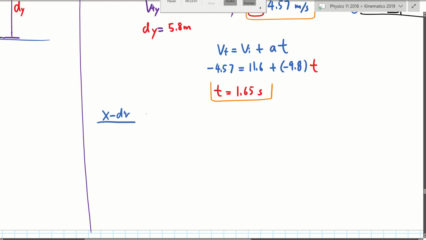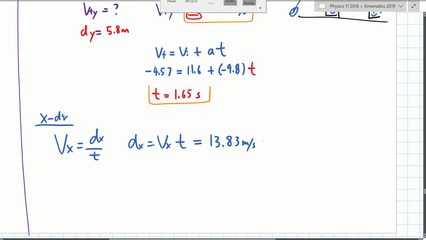Because in the X direction, there's only one thing you can do. Velocity equals distance over time. So distance equals velocity times time. Horizontal velocity is 13.83. You have to look at the initial breaking into components portion to see that number, and then the new time. And that's it. About 22.8 meter. That is the final answer to the distance to the building.